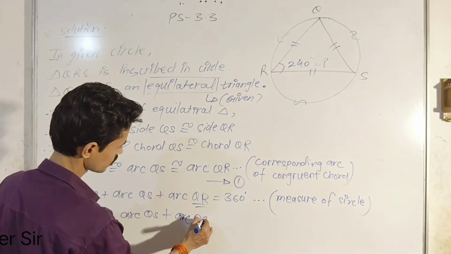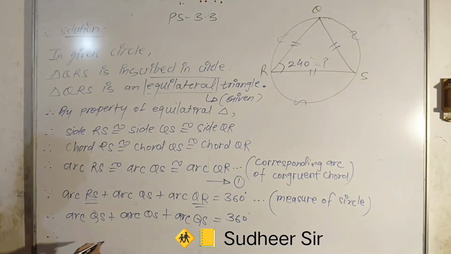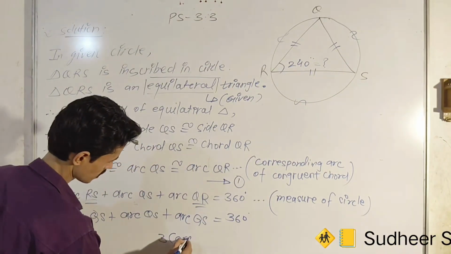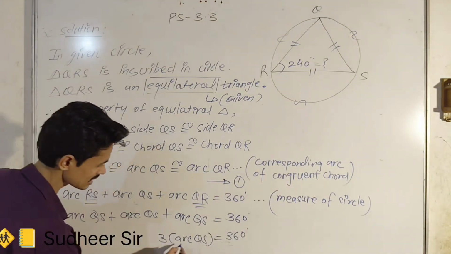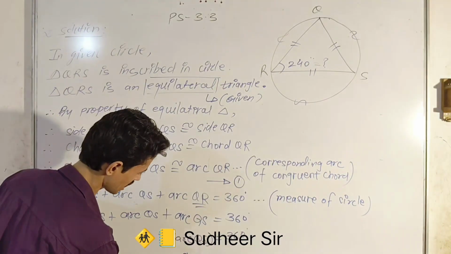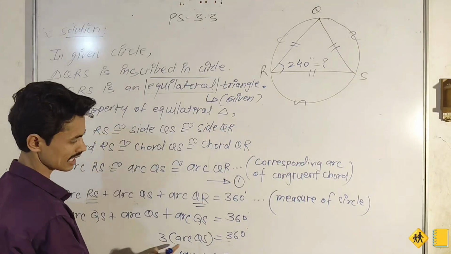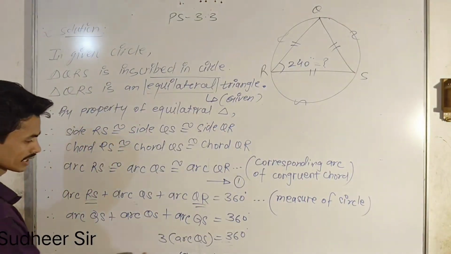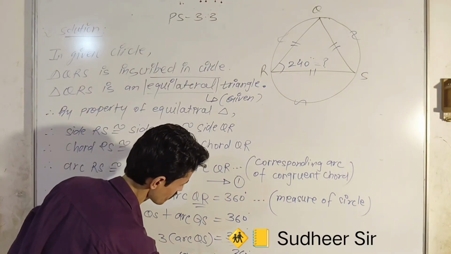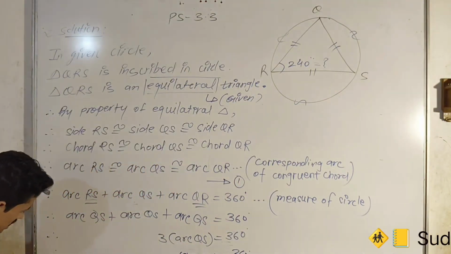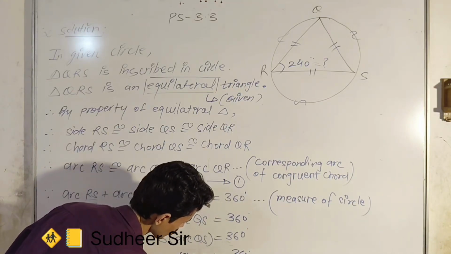So 360, therefore 3 times arc QS equals 360. After that we can see this is multiplication, the bracket means multiply. So the 3 will transfer to that side. Therefore arc QS equals 360 upon 3. After dividing this you will get the value of arc QS equal to 120.